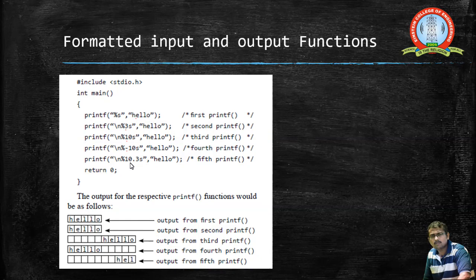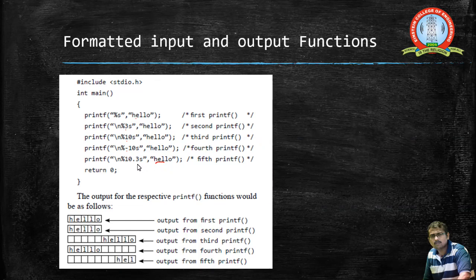Now coming to the fifth printf statement, I am specifying a precision where the total width is 10, and out of those I have to print only 3 characters. So 10 will be allocated, and out of which I am going to print the first 3. So the first 3 means H, E and then L.